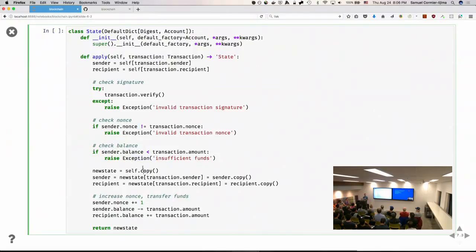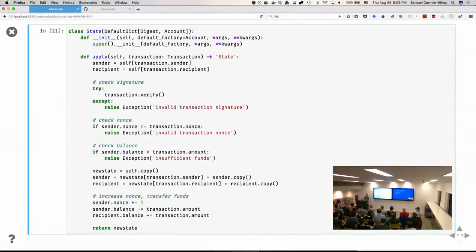And once that's done, now we've checked everything. So we create a new state, just a copy of it, to keep things immutable, which gives things a nicer property. Then we increase the nonce of the sender, and then we do the transfer. We deduct from the sender, and then we credit the recipient. And then we just return that new state. So this is the implementation of the ledger.